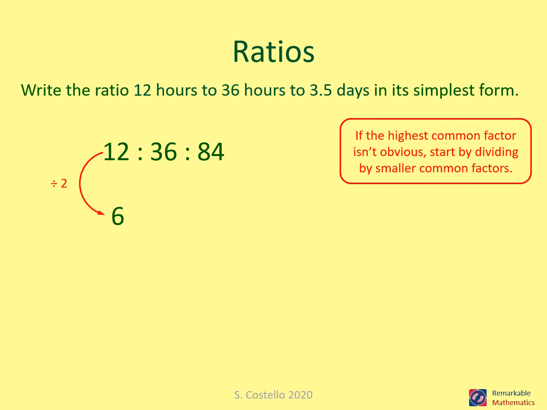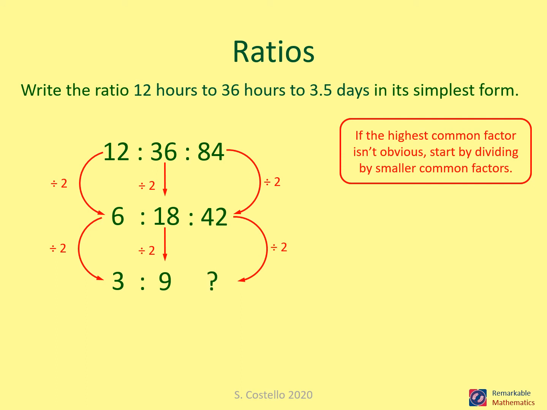12 divided by 2 is 6. 36 divided by 2 is 18. And 84 divided by 2 is 42. Again, we can still see there's still even numbers. Divide by 2 again. 6 divided by 2 is 3. 18 divided by 2 is 9. And 42 divided by 2 is 21. So if you look at this now, you should be able to see that the common factor in all of them is a 3.